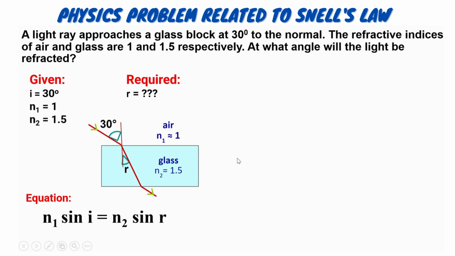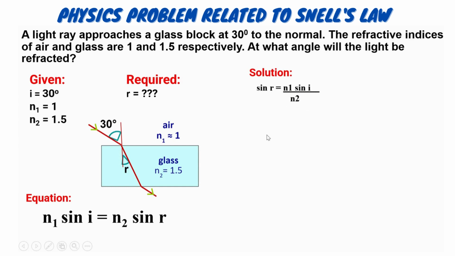So, our next step is to rearrange the equation so we have the final formula to get the angle of refraction. Rearranging the equation, we have sine r is equal to n1 times sine i divided by n2.